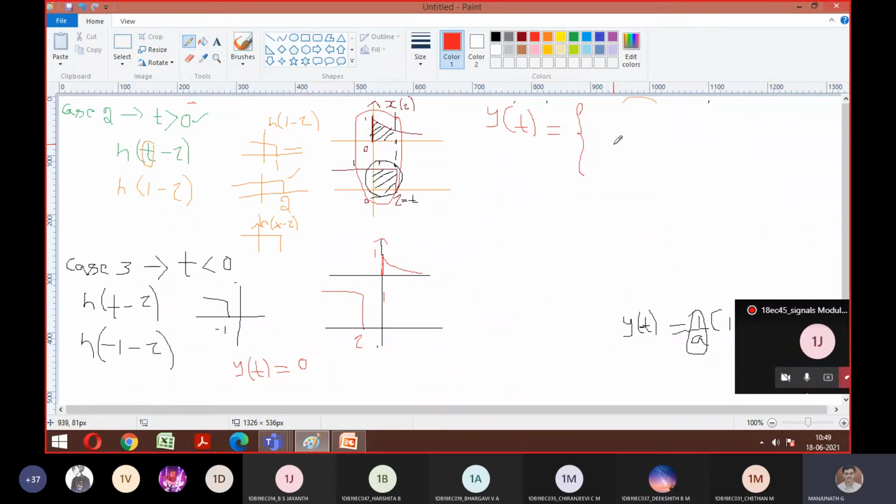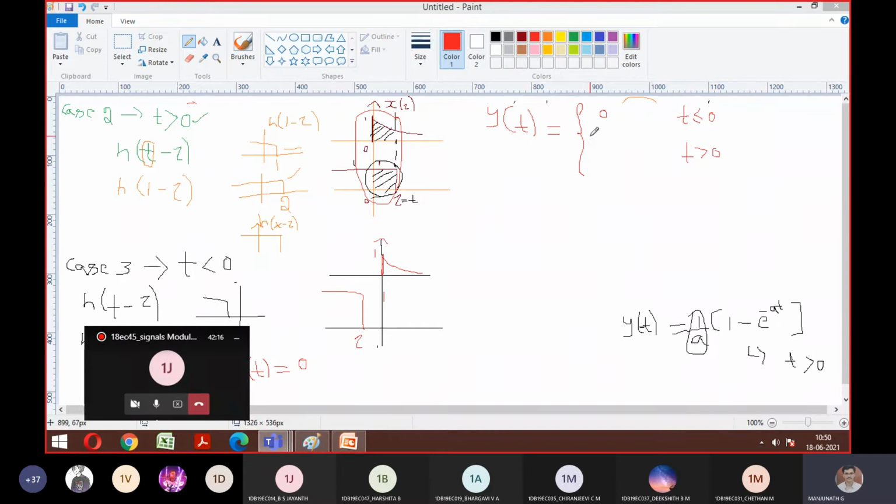What is the output you got for t less than 0 and t greater than or equal to 0? Both are the same, right? So y of t is equal to 0 for t less than or equal to 0. Agree? Yes, sir. If t was greater than 0, you got an answer, which is visible here. You got it as 1 by a, into 1 minus e to the power of minus a t. So this is the ultimate output. Is it okay till here?